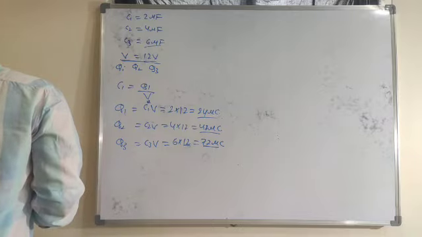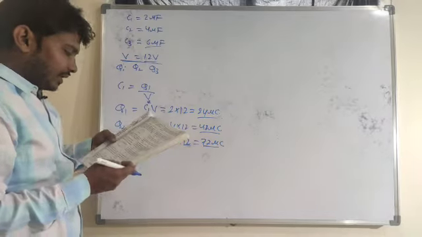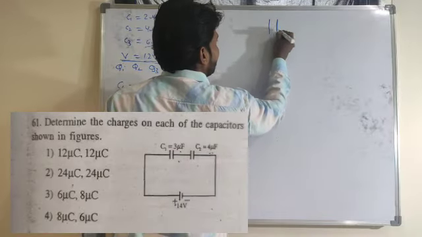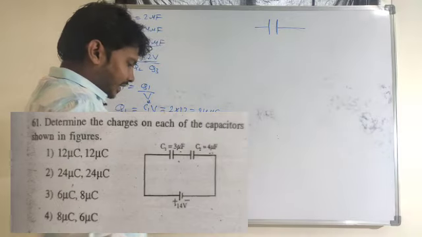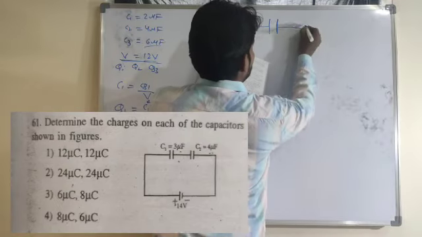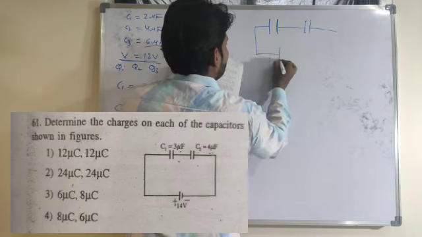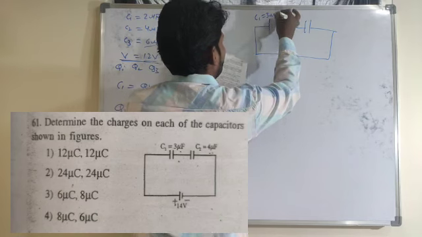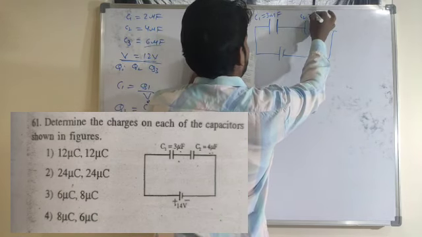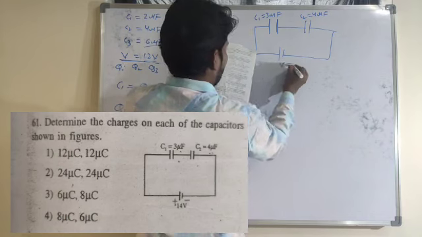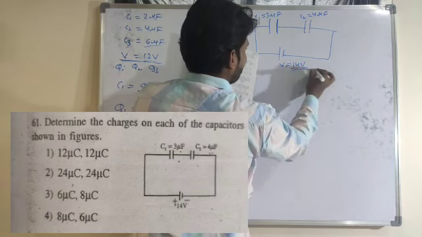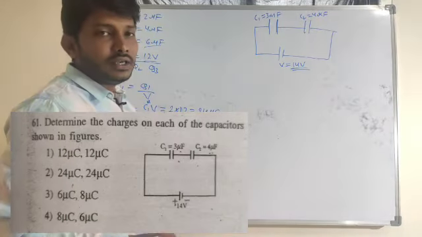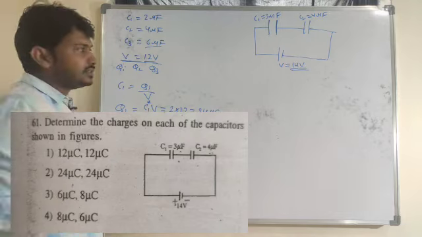Now another similar question. Determine the charge on each capacitor as shown in the figure. So in a diagrammatic way they asked to find the charge on each capacitor. Two capacitors are there, connected in a series combination. C1 is 3 microfarad, C2 is 4 microfarad, connected to a battery of voltage 14 volt. In case of series combination, charges remain the same.